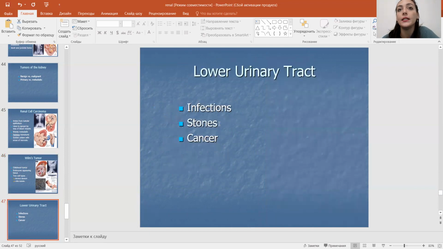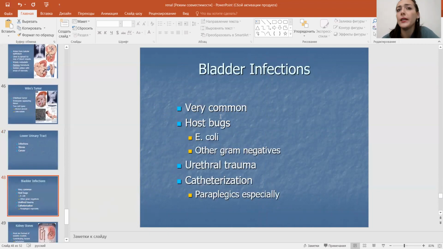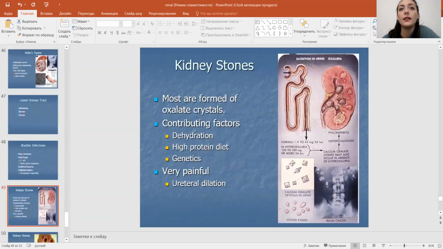Lower urinary tract infections, stones or cancer. Bladder infections, very common, host bugs, Escherichia coli, also gram negatives, ureteral trauma, catheterization of the bladder, infection, or paraplegics especially. Kidney stones, most are formed of oxalate crystals. You can see there are stones of the kidney.